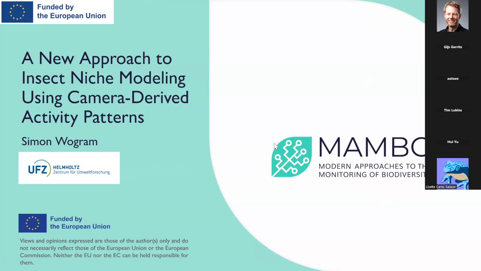I'm Simon Wogram. I'm a PhD student at the UZ in Halle in Germany, working in the Mambo project, which is about modern approaches to the monitoring of biodiversity. And today I want to tell you something about how we can use data from automatic camera systems for ecological niche modeling.